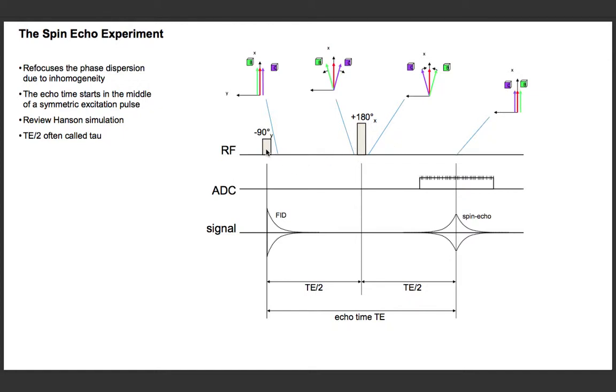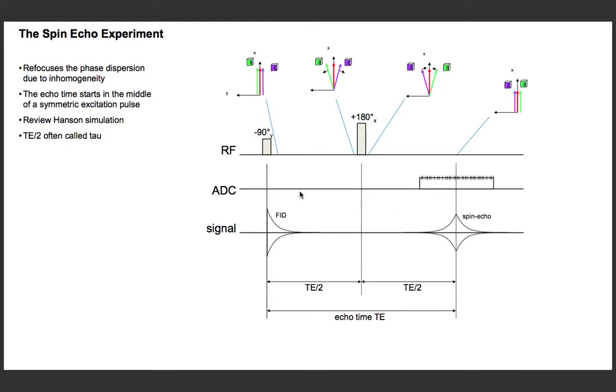The time from the middle of this pulse to the middle of this pulse, which here is TE halves, is often called tau for spin echoes. If you wait that duration after the 180, then the exact phase dispersion will be refocused, and these will come back and be coherent again. When they come back together, the total signal is increased, and that's what we call a spin echo.